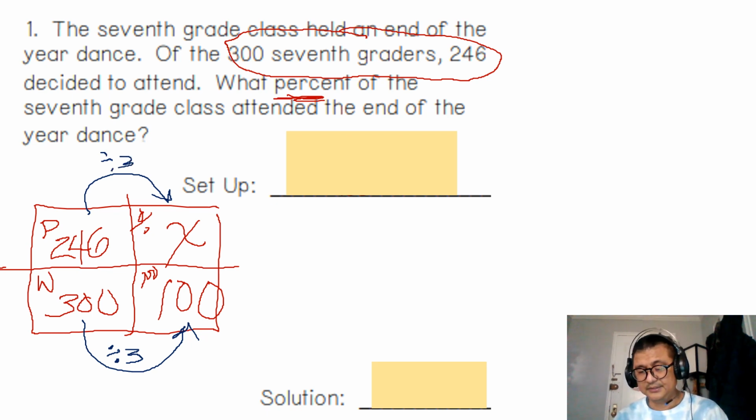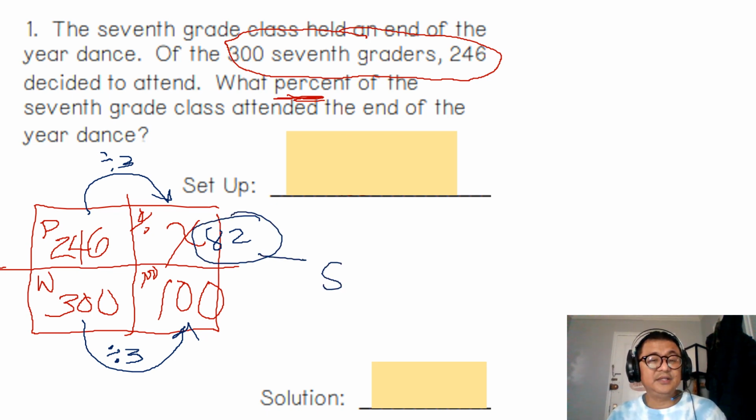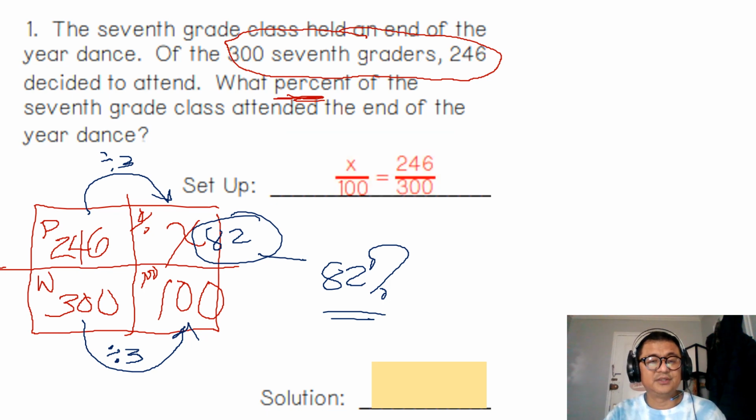So let's do that. Get your calculator. 246 divided by 3 is 82. I get 82. So I could say that 82% attended the end of the year dance. Are you sure? Okay, that's my proportion. See, you can just switch the places. It doesn't matter. The x is still missing, and you solve for it, which I showed in the work. And our answer will be 82%. So we're right. Got it?